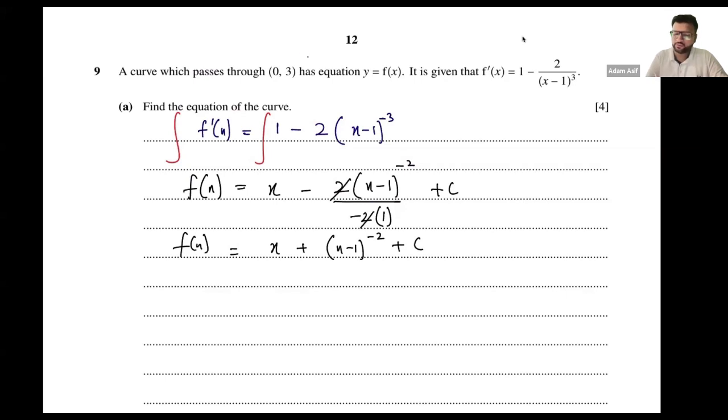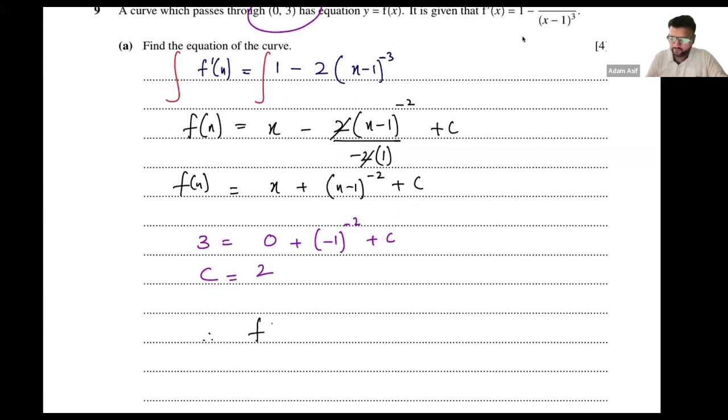Now to find the value of c, we are going to use the point on the curve. When f of x is 3, x is 0. So c comes out to be 2. So if c is 2, the equation f of x is going to be x plus (x minus 1) to the power of minus 2, plus 2.